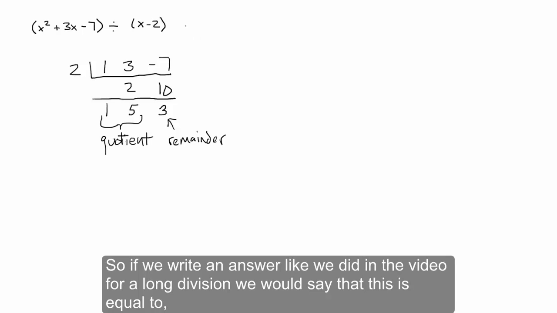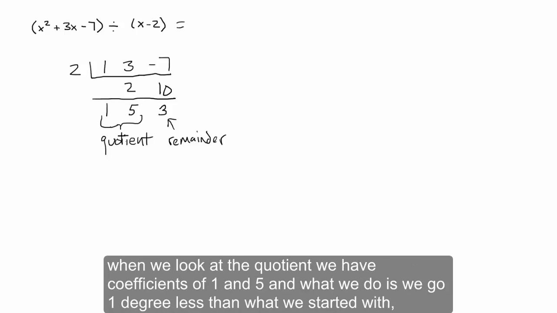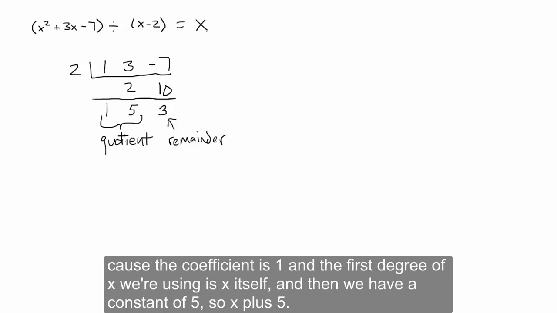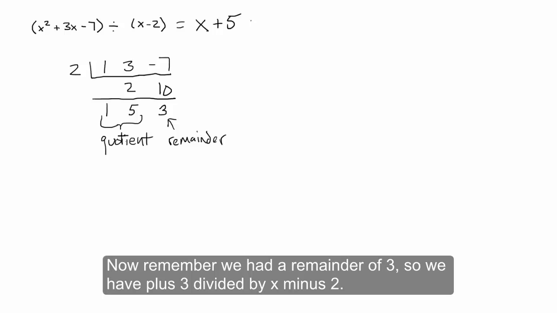So if we write an answer like we did in the video for long division, we would say that this is equal to, when we look at the quotient, we have coefficients of 1 and 5. And what we do is we go 1 degree less than what we started with. So here we had x squared and we divided by an x. So we're going to have 1x because the coefficient is 1 and the first degree of x we're using is x itself. And then we have a constant of 5, so x plus 5. Now remember, we had a remainder of 3, so we have plus 3 divided by x minus 2.